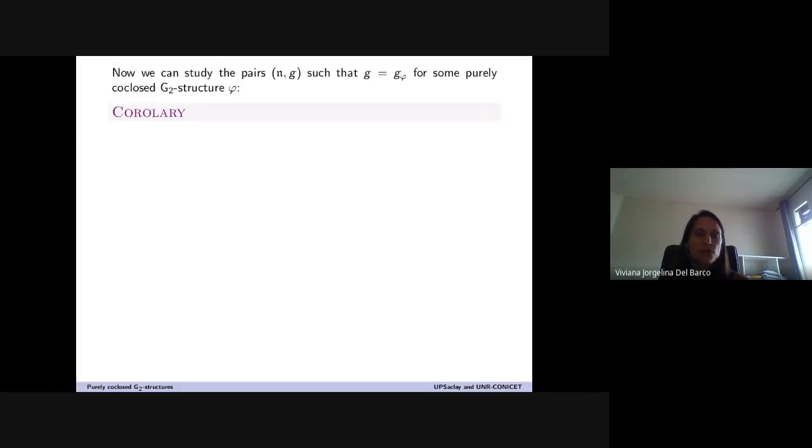So if you want to study the pairs of two-step nilpotent Lie algebras with a metric, such that the metric is induced by a purely co-closed G2 structure, then the first thing I'm going to say is that R4 times H3 does not admit any purely co-closed G2 structure. It admits co-closed, but not purely co-closed.